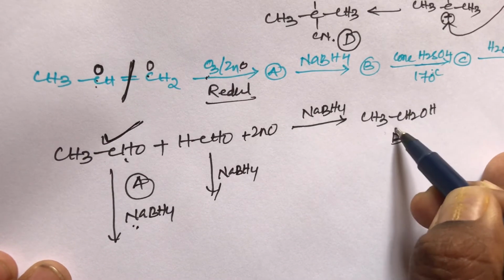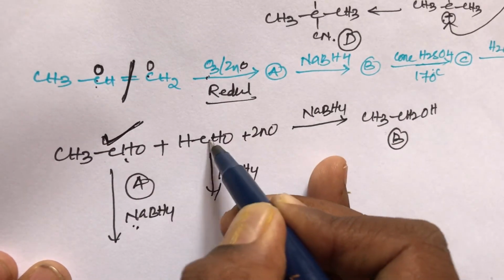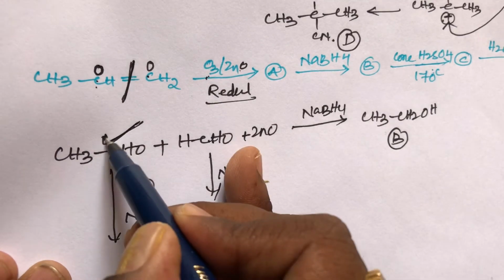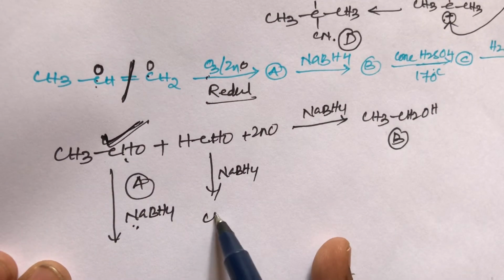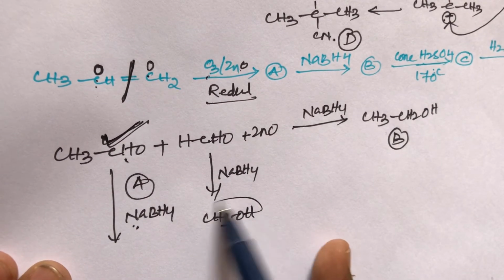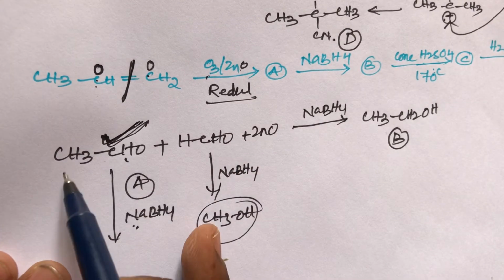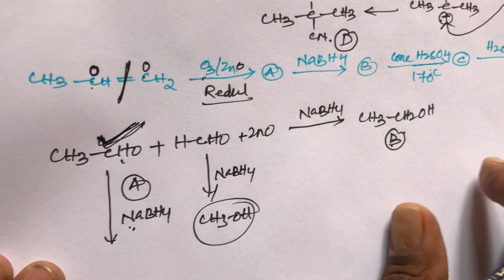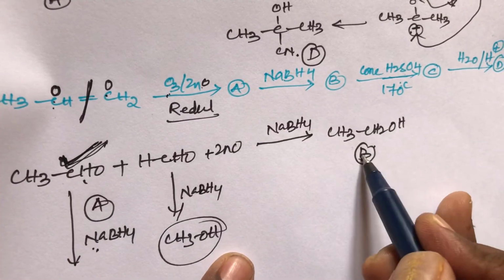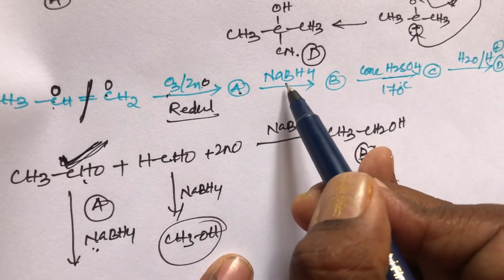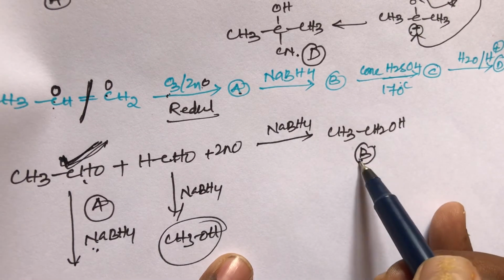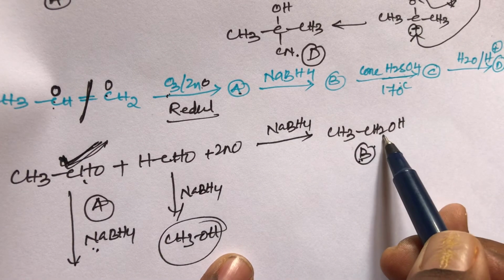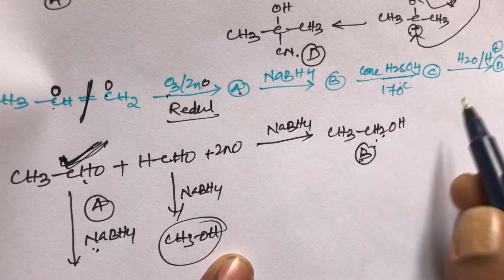This is the B compound. We should take any one of them, but I am taking this one. The other one is also an alcohol, CH3OH, but I am taking this one only. This compound is the B compound, CH3CH2OH. Ethyl alcohol is formed. A compound on reduction with sodium borohydride gives the B compound, ethyl alcohol or ethanol.